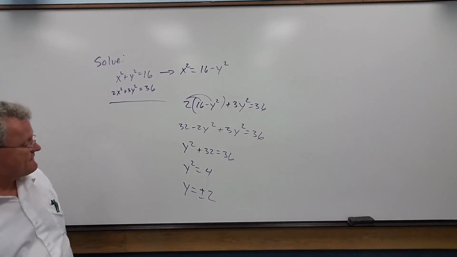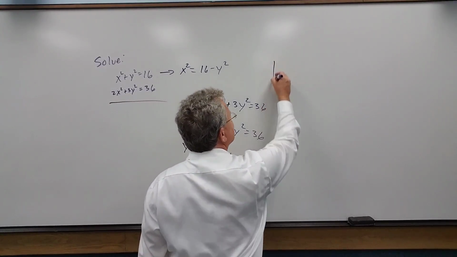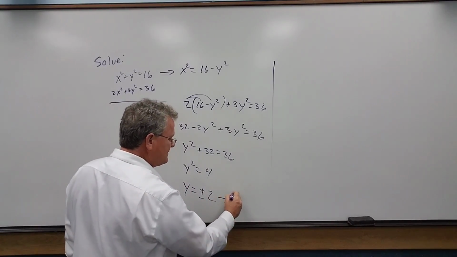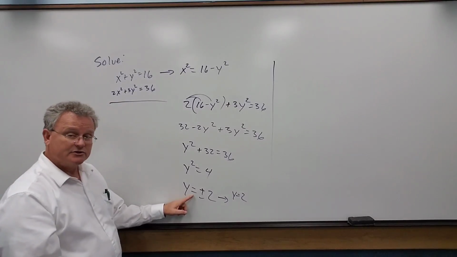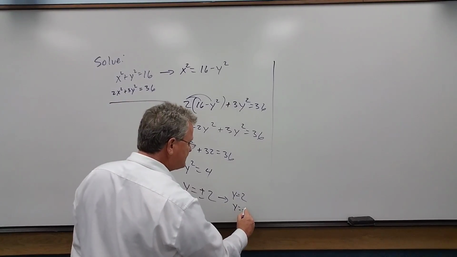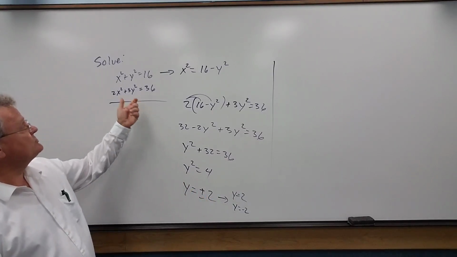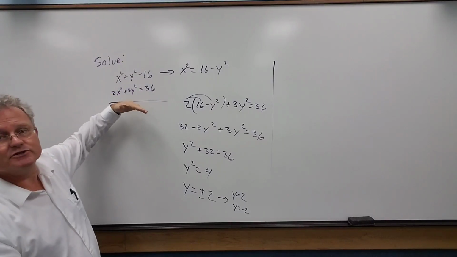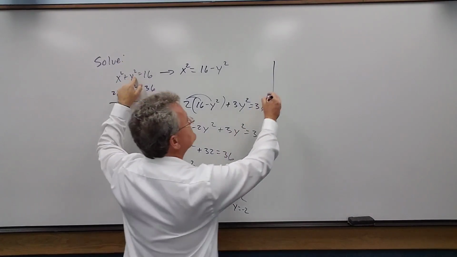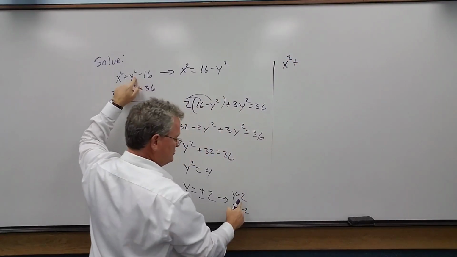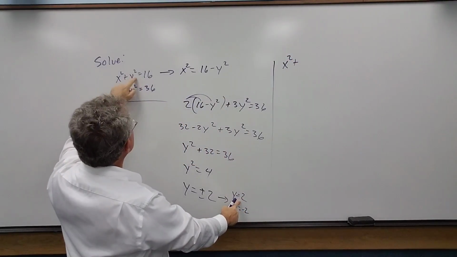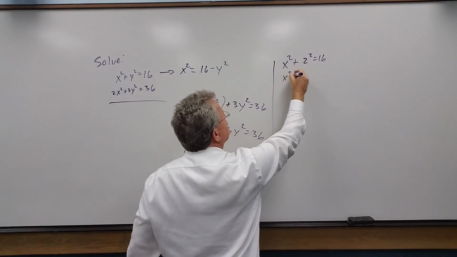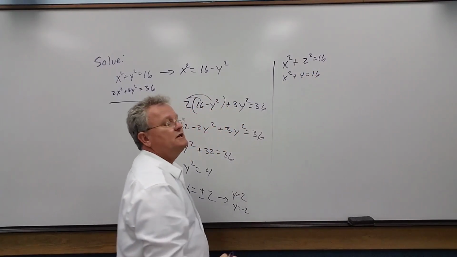So now we got to find out, well, when y is 2, what is x equal to? Well, again, let me just write this explicitly. One answer is y is 2. The other answer is y is -2. So when y is 2, what is x? Well, again, we plug y as 2 into either equation. I'm going to plug it into the first equation. So when I plug in 2 for y, we get x squared plus 2 squared equals 16. So x squared plus 4 equals 16.